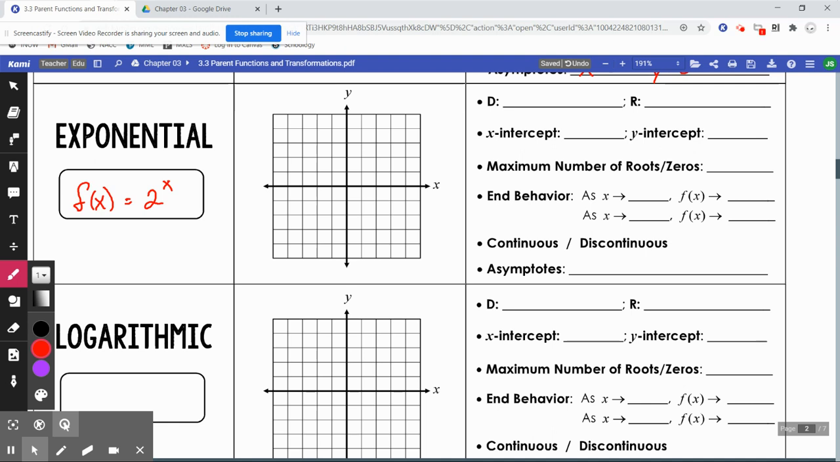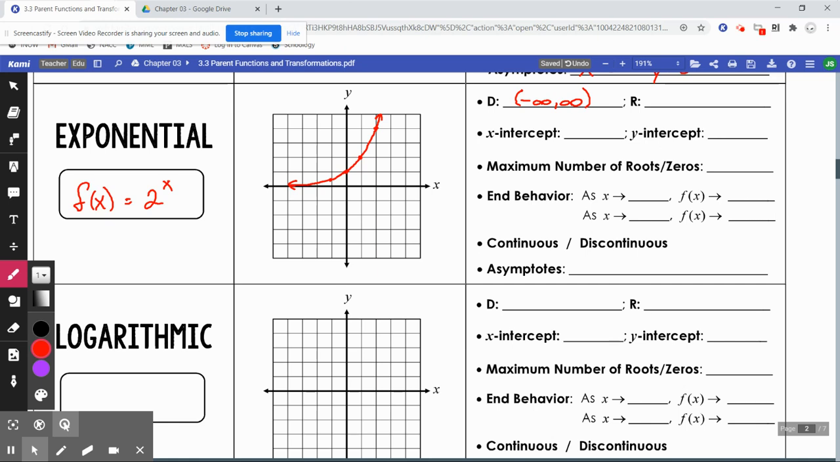You could also have a parent function of y equals 3 to the x or y equals 4 to the x. It all depends on what base you are discussing in your problem. So let's take a look at what y equals 2 to the x power looks like graphically. Domain-wise, you can plug anything in that you would like into this graph. Your graph goes forever to the left, and it also goes to the right forever.